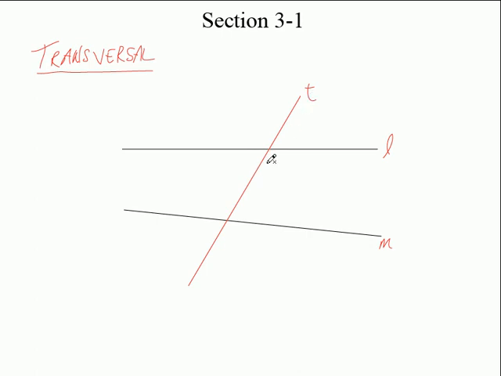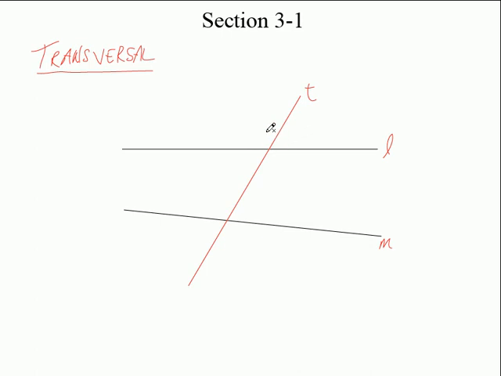Okay, so technically, if this kept on going and intersected each other, you could say this was a transversal between T and M, because it intersects two other lines. But right now, we don't think of this as going on forever. We just figure it stops here and stops here. Okay, so that's a transversal.